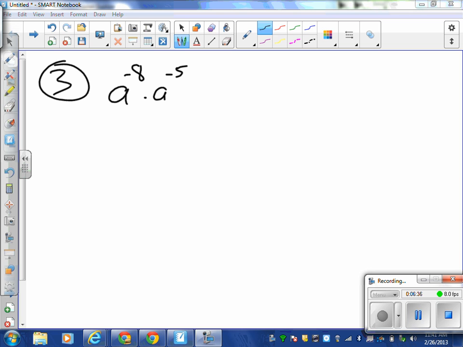So when you have this problem, we have the same letter, right? Same base letter. So this becomes A. And what do I do with the exponent? I add them. So it's -8 plus -5.